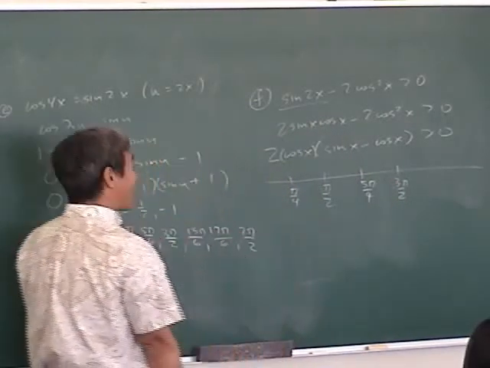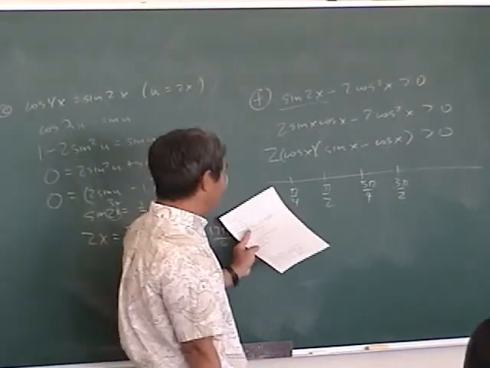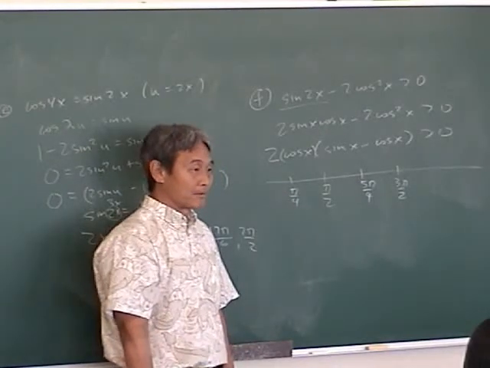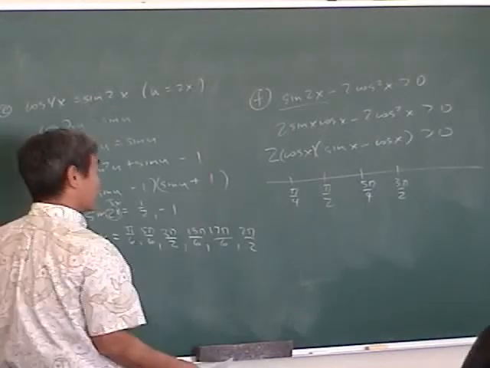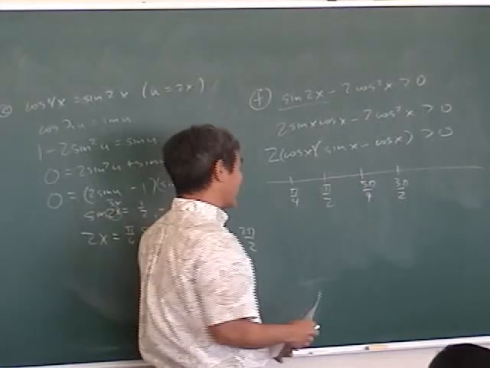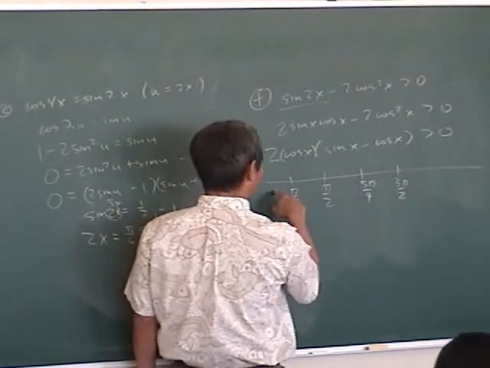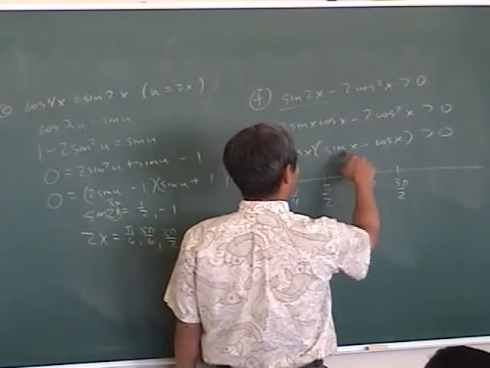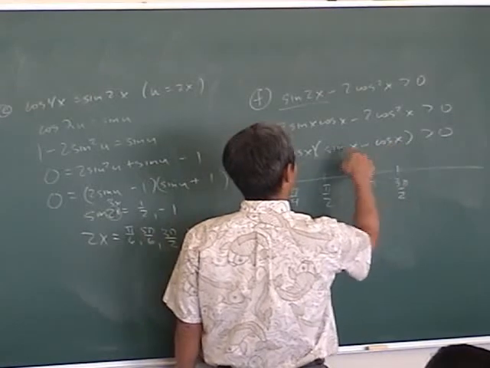Now we need to test. Now, can I just figure out the first one and just alternate? Yeah, you can, but you're playing with fire, you know. There is no pattern. It might alternate, but it might not. So you just have to pick a number in each region and keep plugging and see if it comes out positive or negative. So what's a good number here? 0. So if you plug in 0, this would be 1. And then 0 minus 1 is negative. So negative times positive times 2 is negative.